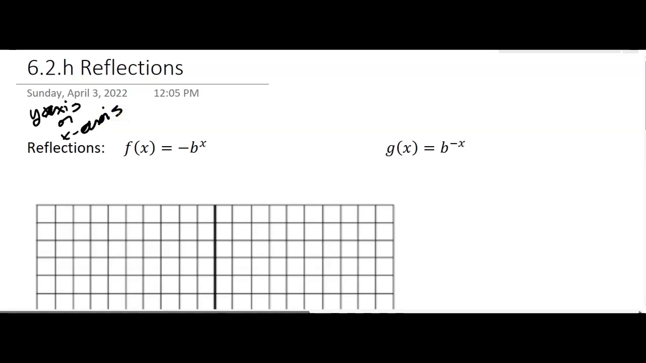Okay, so when the negative is in front of the function, in front of the parent function, that's going to reflect about the x-axis. So think about your parabola and turning it upside down. Okay, so we'll show you what this looks like.